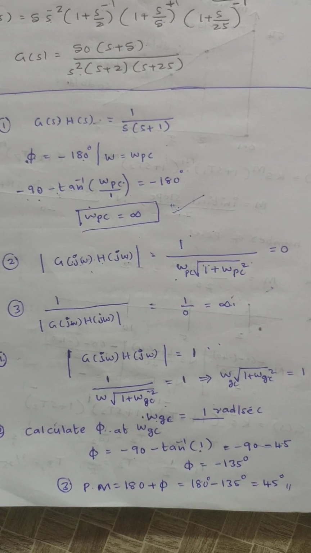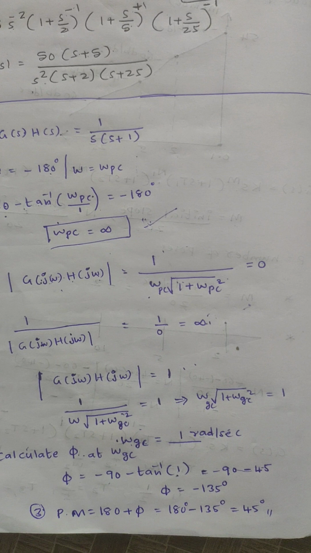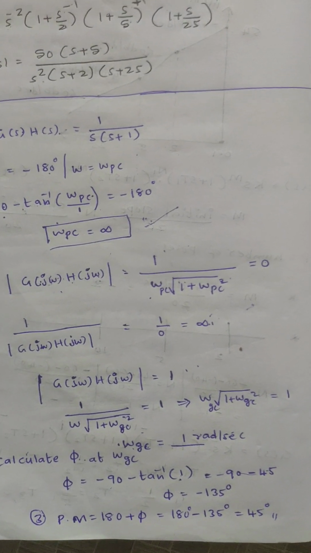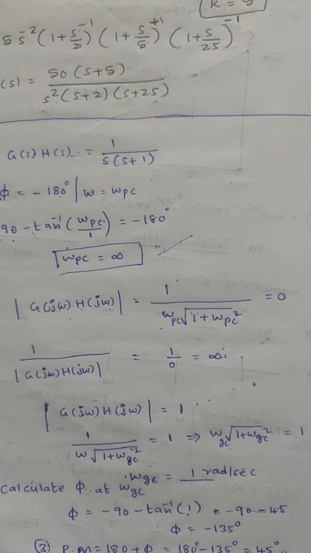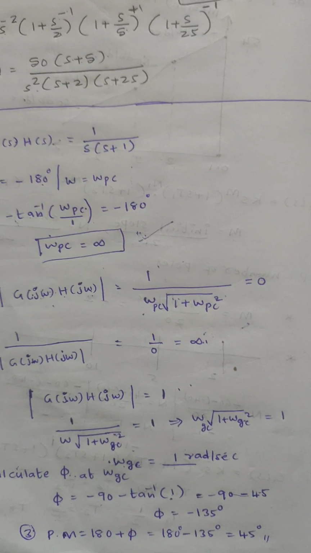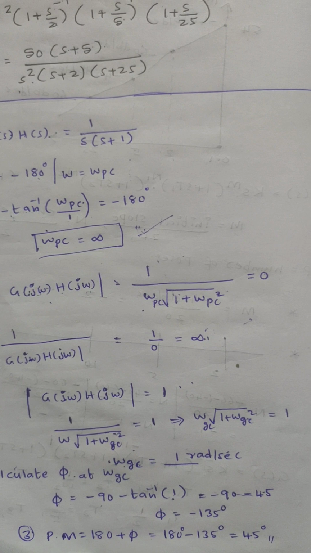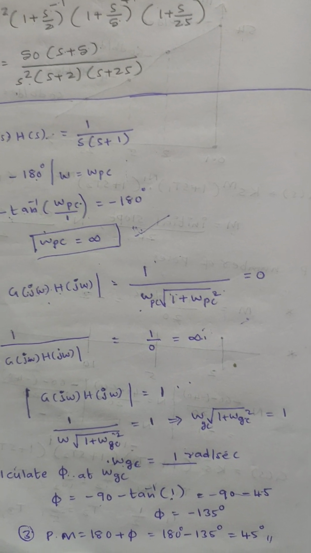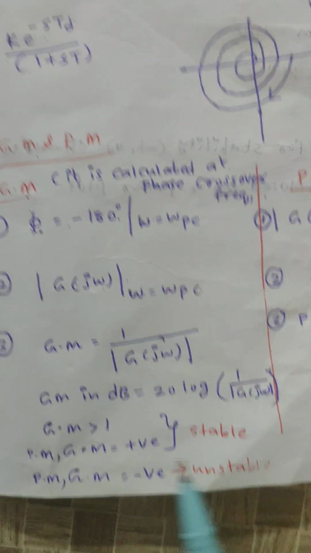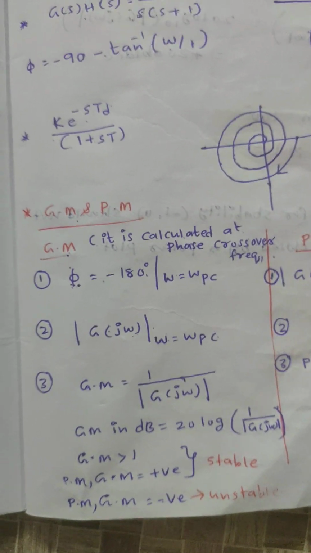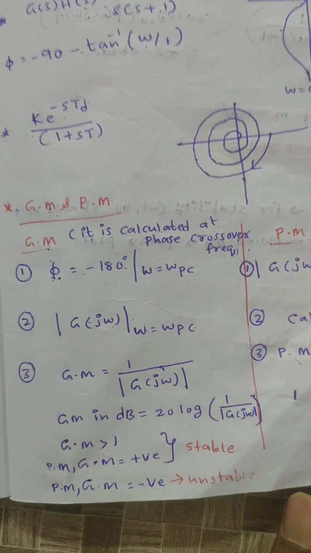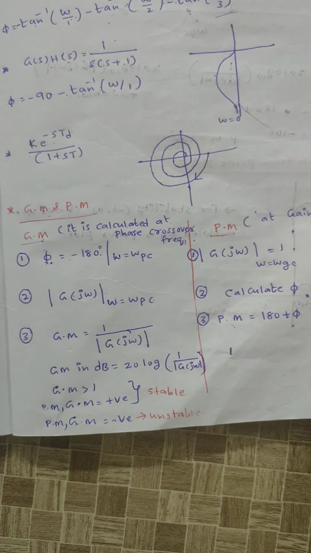In this way we can calculate phase margin and gain margin. From these two results we can find out the stability. If gain margin and phase margin are both positive, then the given system is stable. If gain margin and phase margin are both negative, then the given system is unstable. If gain margin is 0 and phase margin is 0, then the given system is just stable. Remember these 3 points, very important.